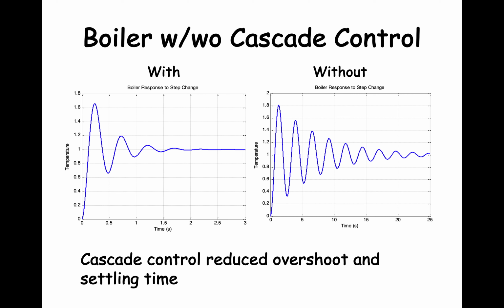So a simple cascade loop makes the boiler output respond much faster to a disturbance and have less overshoot. The course packet has a graph with both responses on one graph.